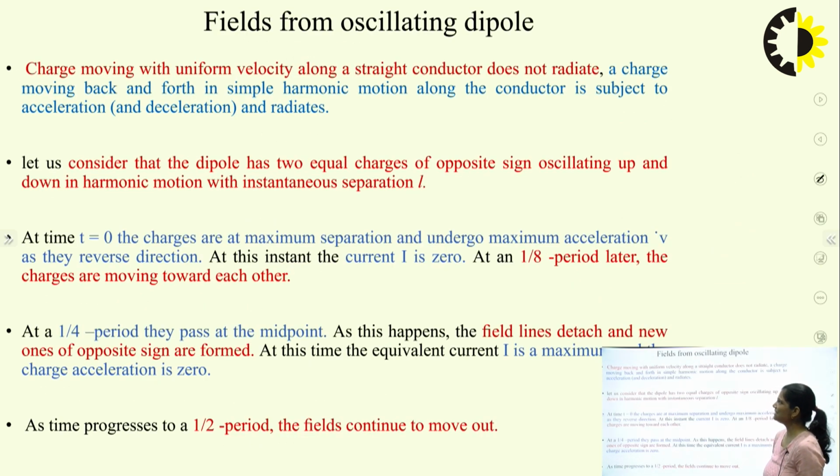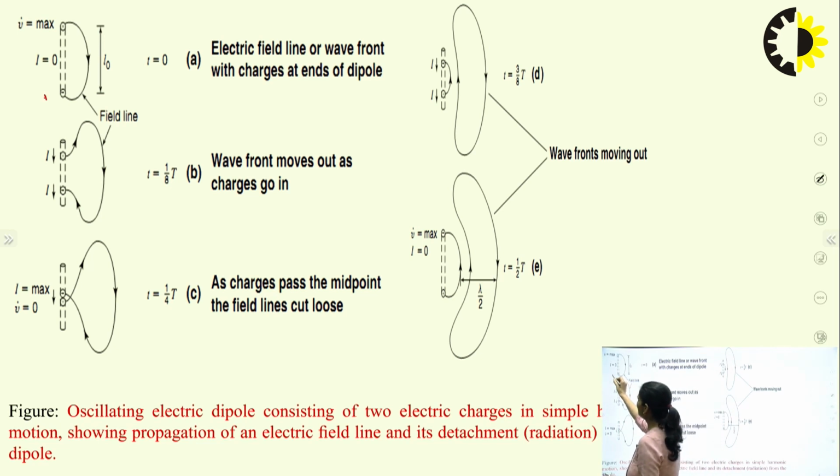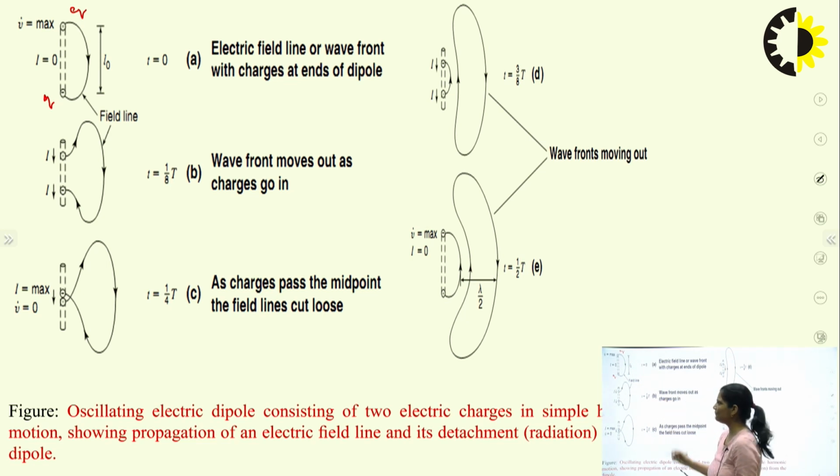Now next is fields from an oscillating dipole. Let us consider a dipole with equal charges, Q and Q. In a uniform dipole, let us consider a straight conductor with two endpoints, and charges are at the endpoints, represented as Q. Both charges are equal but of opposite sign, let this one be negative and this one positive.